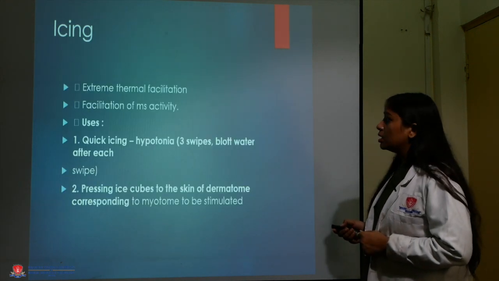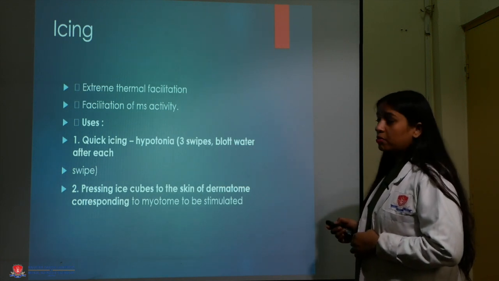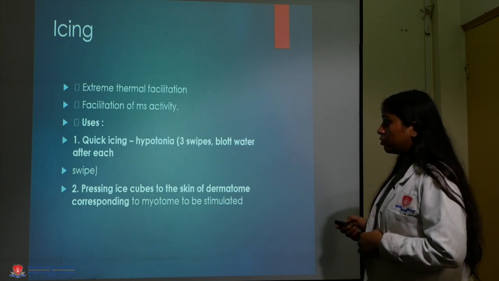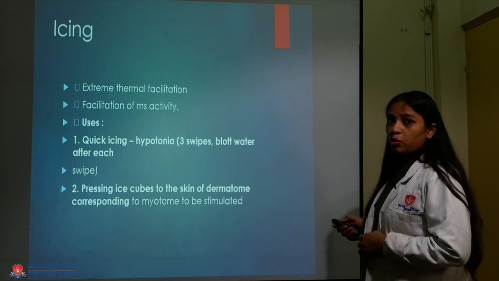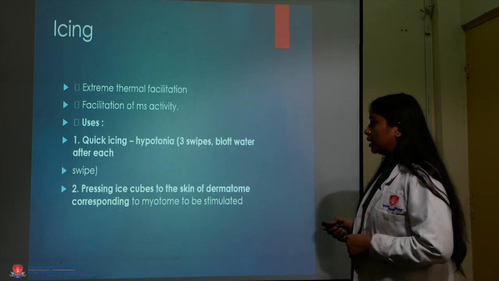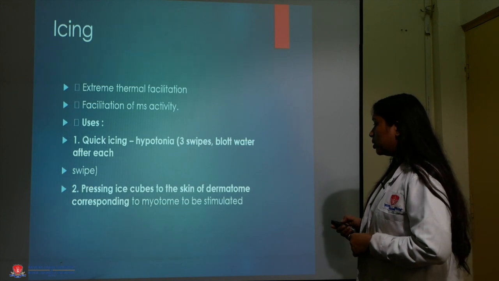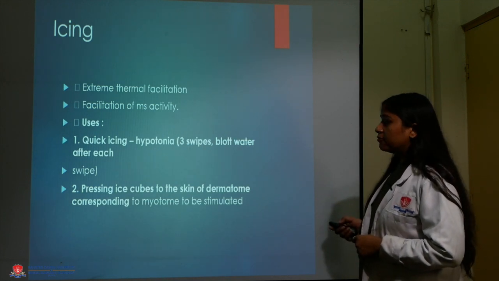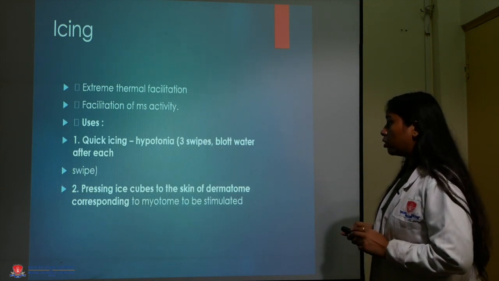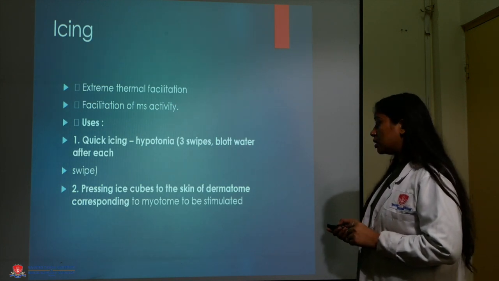So next is icing. It is extreme thermal facilitation of muscle activity. So uses, first is quick icing. It is used for hypotonia patients and the procedure includes 3 swipes, blotting water after each swipe. Then next is pressing an ice cube to the skin of the dermatome corresponding to the myotome to be stimulated. So what are the techniques for icing? First is quick icing. It applies to the hypotonic patient with 3 swipes, blotting water after each swipe. The next is pressing the ice cube to the skin of the dermatome.